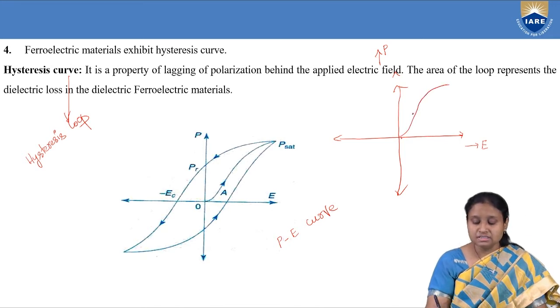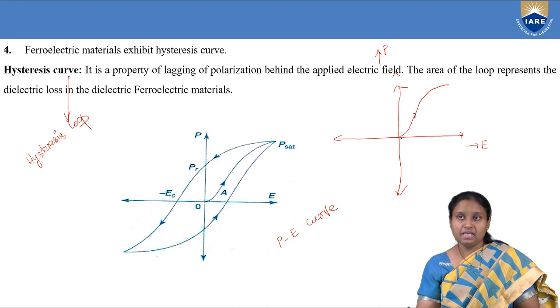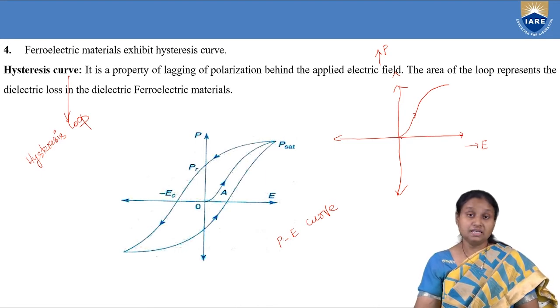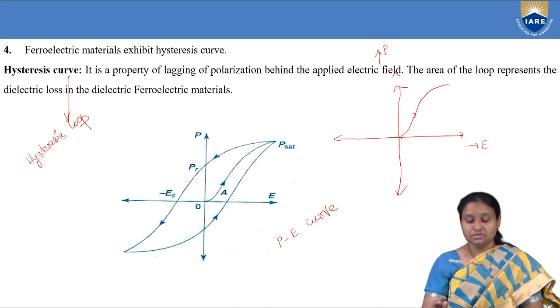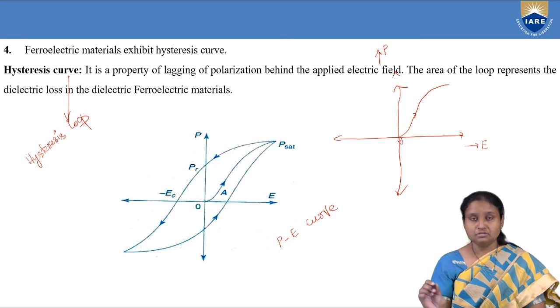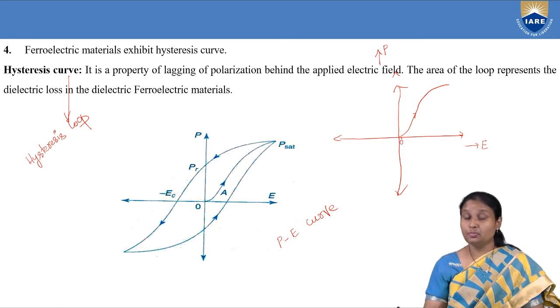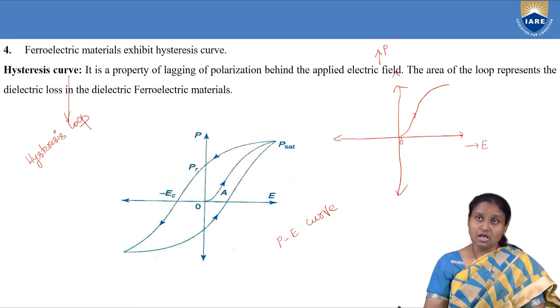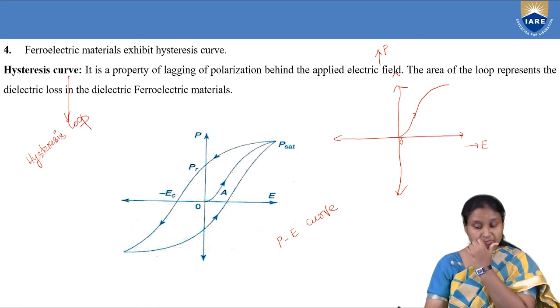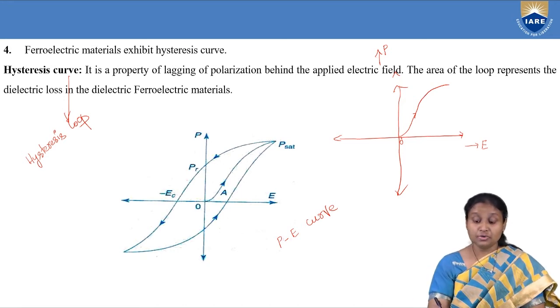Okay, so this is the path taken by the polarization versus electric field curve. First we started from the origin, where the electric field is 0 and polarization is also 0. And once we start increasing the electric field, what happens to polarization? Polarization is increasing, slowly it is increasing.